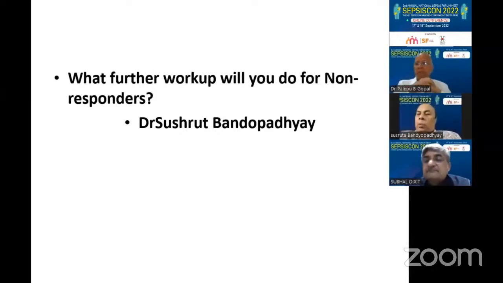And what we need to do is look for the causes of non-response one by one. We'll go for new imaging, possibly a CT scan and a repeat chest X-ray, to see whether there is a fresh pneumonia, whether there is any collection like empyema, any underlying malignancy, or lung abscess. We go for that. We need to have fresh samples.